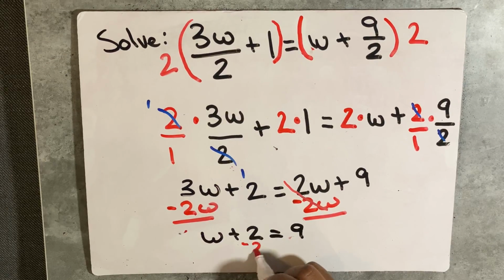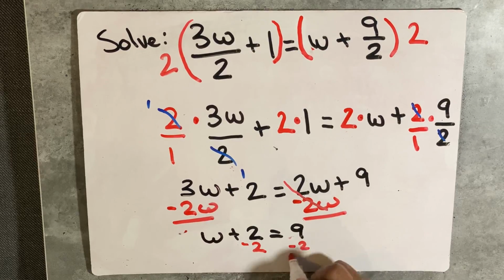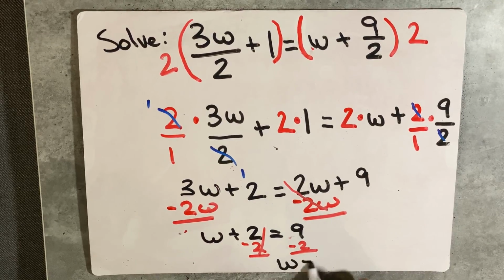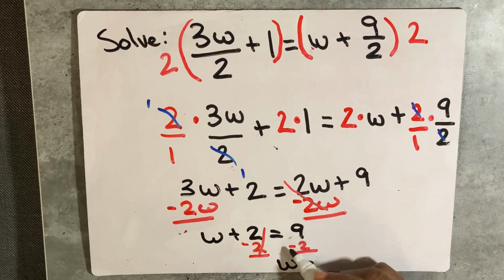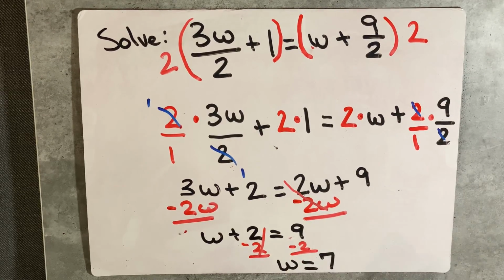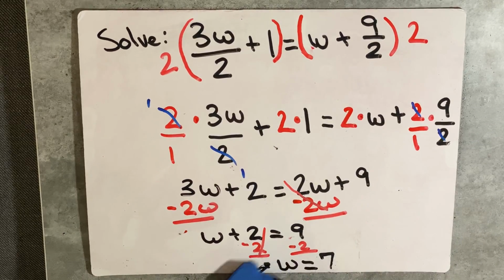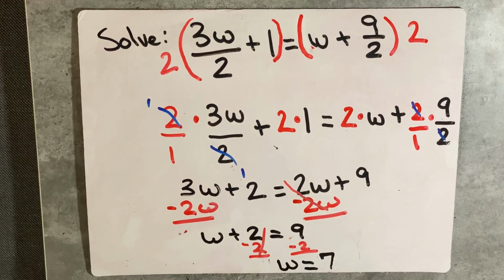Then I want to get my variable by itself, which is isolating the variable. So after I've isolated my variable by getting rid of my constant, I bring down my w, my equal sign. 9 minus 2 gives me 7. So my final answer, w equals 7. Okay?